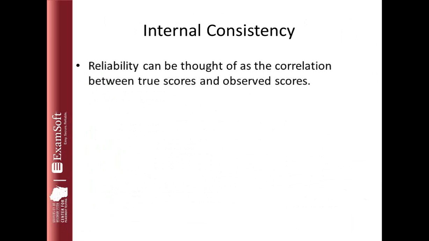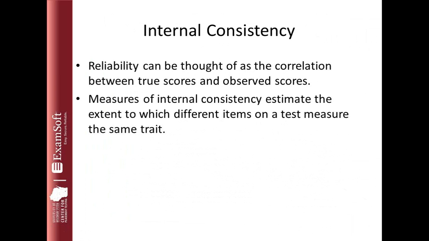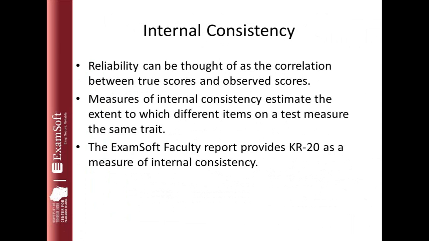So reliability really is the correlation between somebody's true ability and the score that they get on your test. As somebody's true ability increases, we would also want them to score higher on the tests that we're giving. And our measures of internal consistency can give us an estimate of the extent to which the different items on our test are actually measuring the same trait. Do the items hang together, and are they measuring the same thing? The faculty report that ExamSoft provides gives a measure called KR20, which is a measure of internal consistency. It gives us a measure of how reliable our exam is.